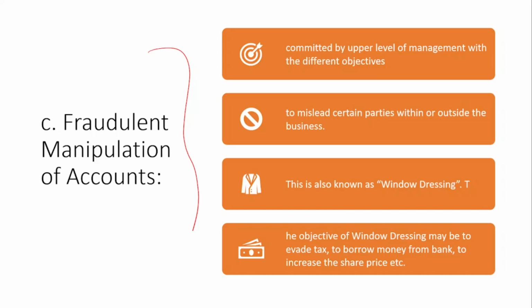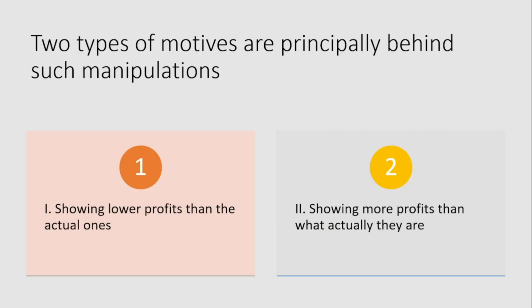The main objective here is to evade tax. What happens when you show less money or less profit? You may have to pay less tax and less dividends to the shareholders. Only if you show more profit do you need to pay more income tax and more dividends. So hiding profits of the company and manipulating the books of accounts is a kind of fraud.